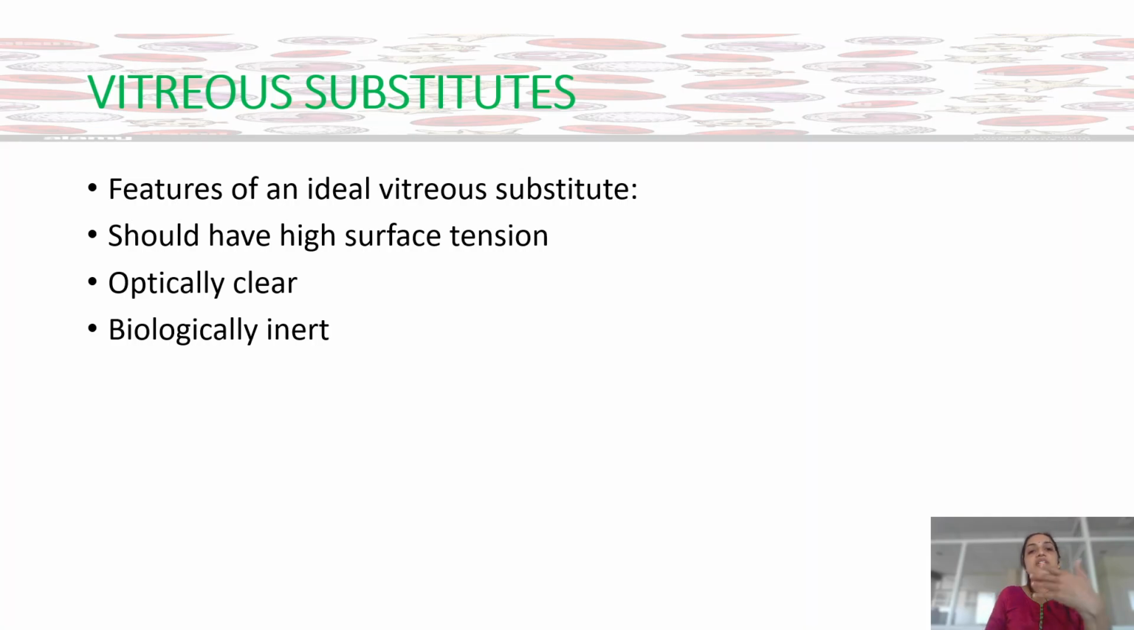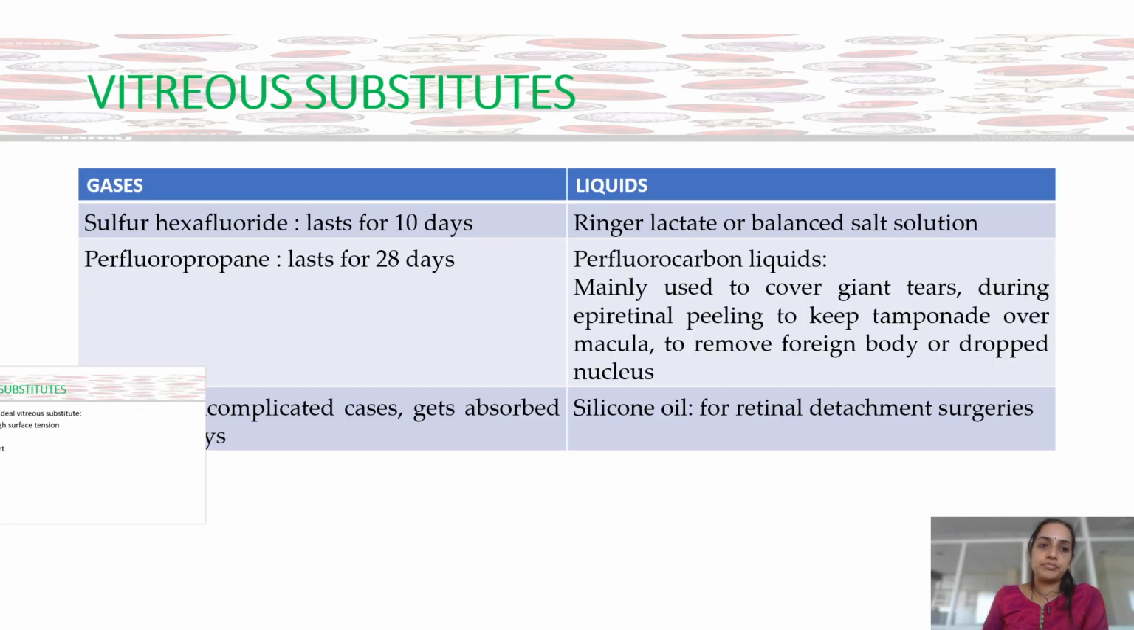So once you remove the vitreous, you have to substitute it with something in the posterior segment. Okay, so what are the features of an ideal vitreous substitute? An ideal vitreous substitute should have good surface tension. It should not leak out of the wounds. It should be optically clear, and it should be biologically inert.